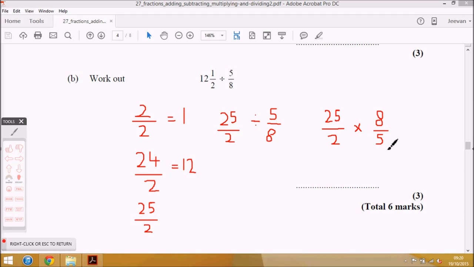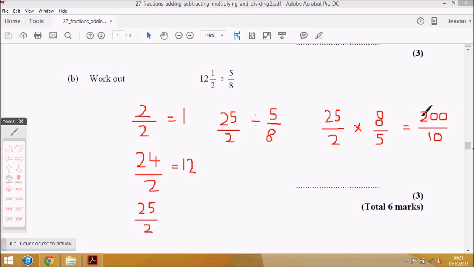So we multiply across the top. We have 25 multiplied by 8. If you go up in your 25s, 25, 50, 75, 100, 8 of those will give you 200. And at the bottom we have 2 times 5, which is just 10. So we have 200/10.